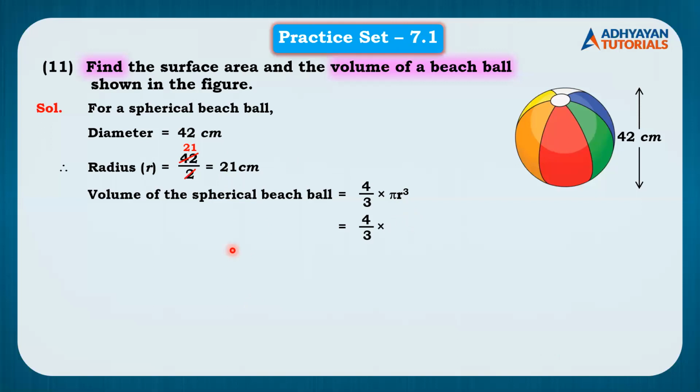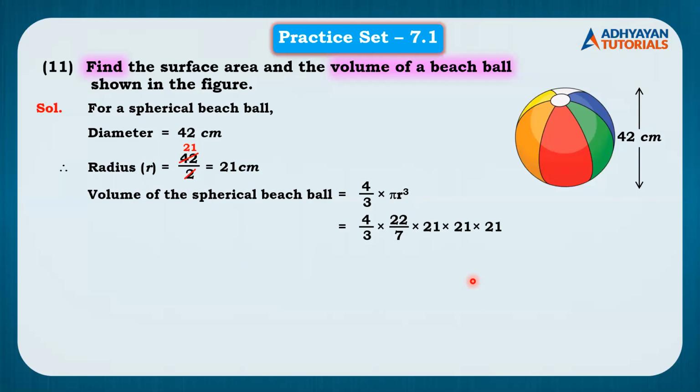7 के टेबल में 21 आता है. 7 1s are 7, 7 2s are 14, 7 3s are 21. 21 7 के टेबल में आता है कि नहीं? Perfect. So here value of pi, we will take it as 22 upon 7 into r cube. Now what is the meaning of r cube? R cube means r into r into r. Perfect. So here radius is 21. That means here we'll write it as 21 into 21 into 21.